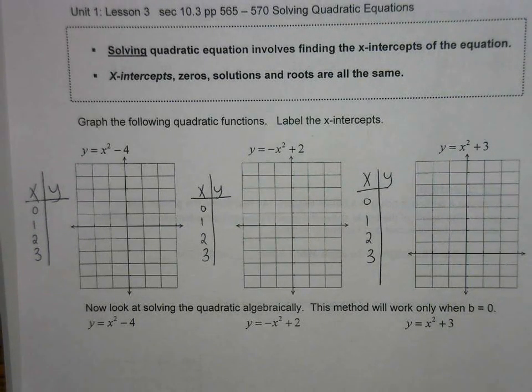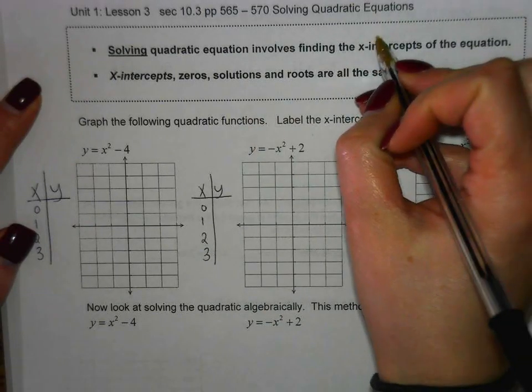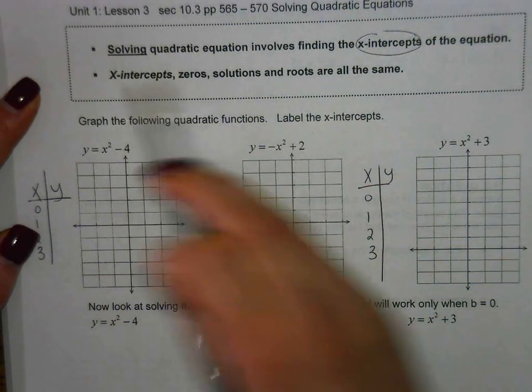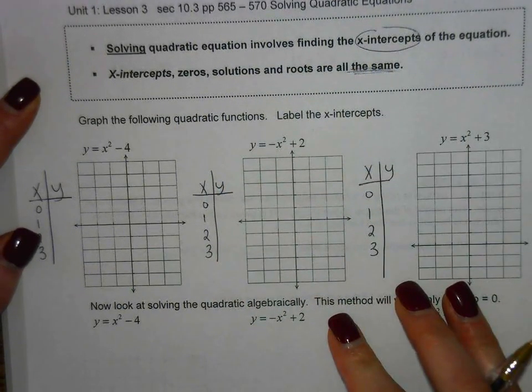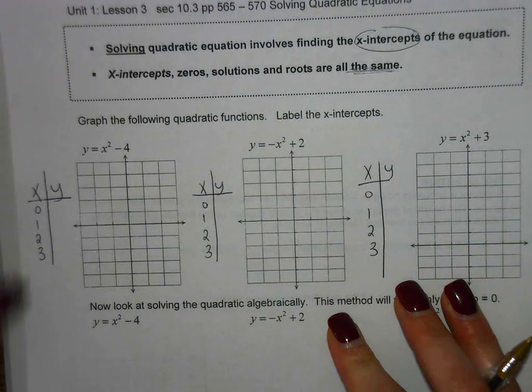Today we're going to be solving quadratic equations. Solving quadratic equations involves finding the x-intercepts of our equation. The x-intercepts, zeros, solutions, and roots are all the same. So let's find our x-intercepts by graphing the following equations.